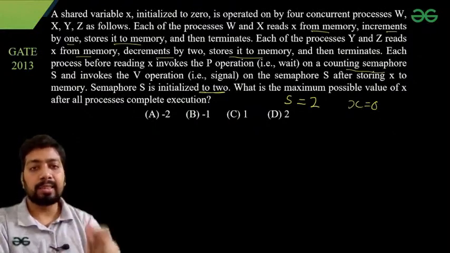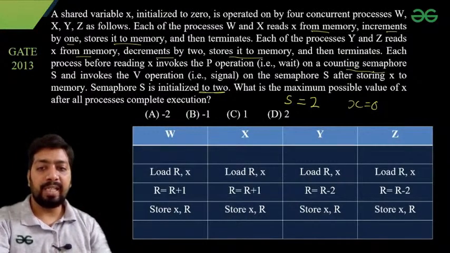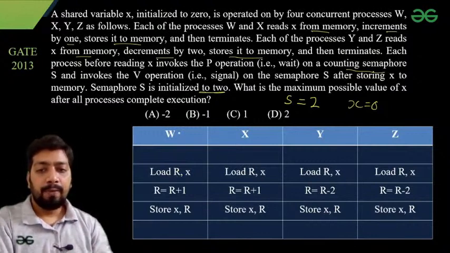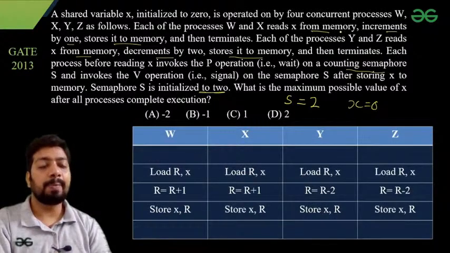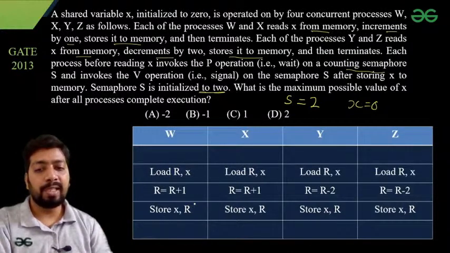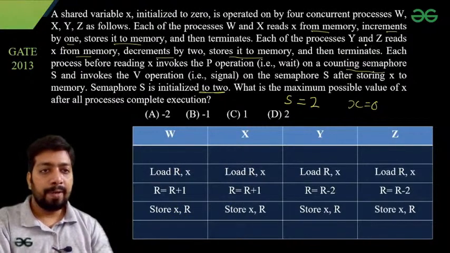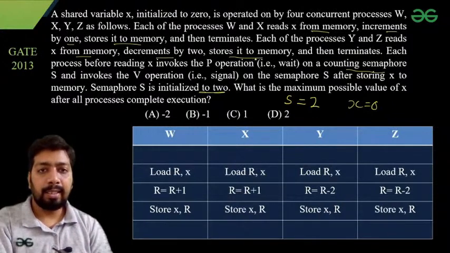Let's write all three instructions of each process. So I am using microprocessor instructions. You know already because we have utilized that. Here you can see W and X, what they are doing: they are first reading from memory. That means the value of the variable is stored in the register. After that the register value is incremented, and after that the value of the register is stored in x. So this is W and X. And here you can see Y and Z. They first read, so I am using load, and after that it decrements by 2, so r equals r minus 2, and then it is stored to the memory, or we can say stored to the variable x.